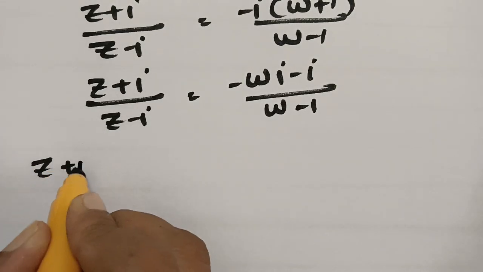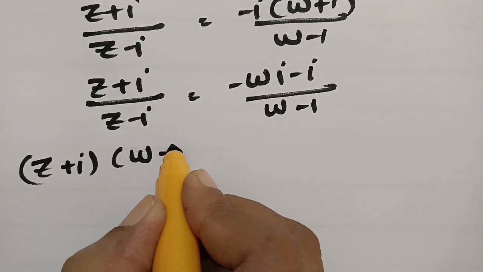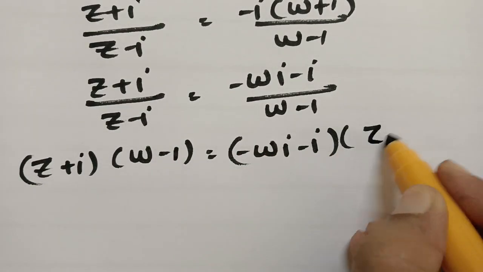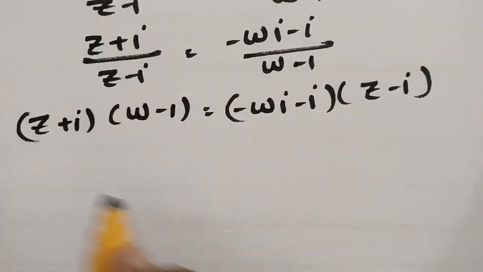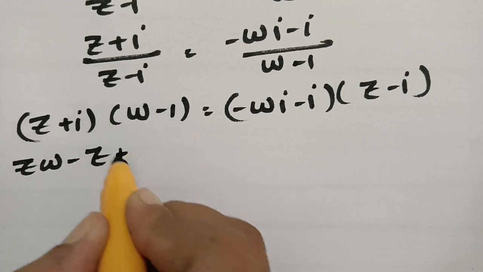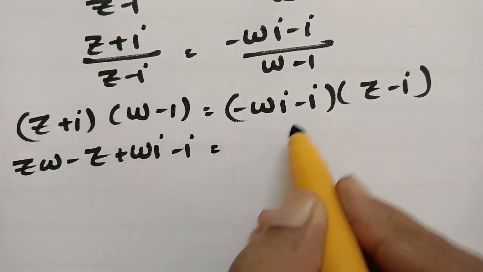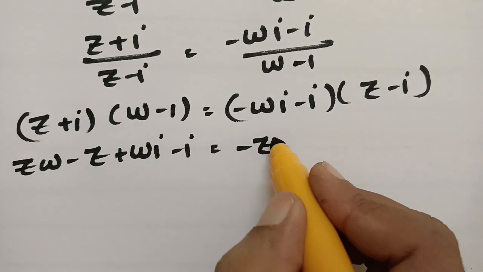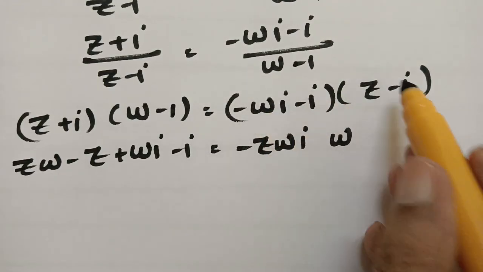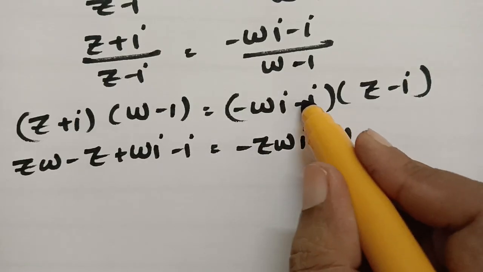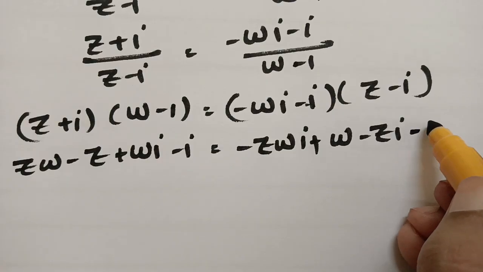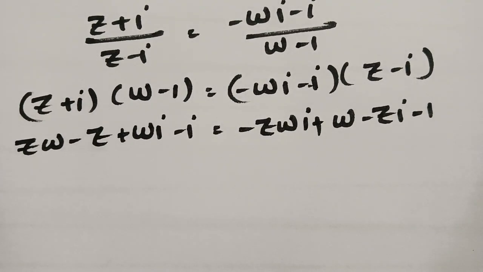So this is (z plus i) into (w minus 1). This is (minus wi minus i) into (z minus i). See, if I multiply, this will be zw minus z, and this is wi minus i. So if I multiply, this will be minus zwi, and if I multiply, this is wi square is minus 1, and this is minus 1 plus 1 minus zi, and this is minus into minus plus i square value is minus 1. So minus 1.